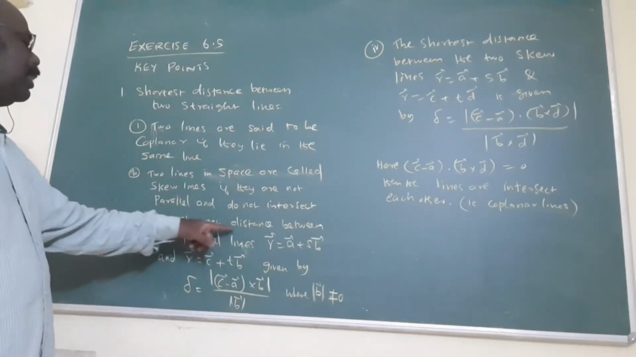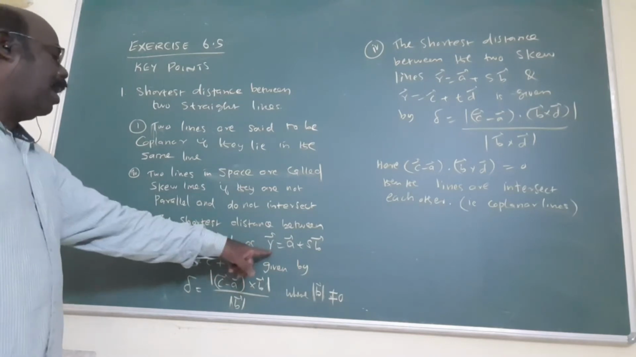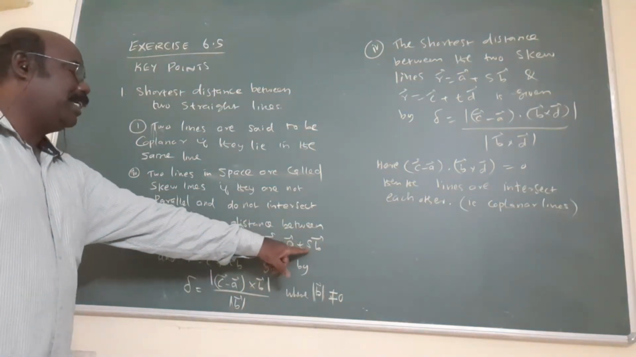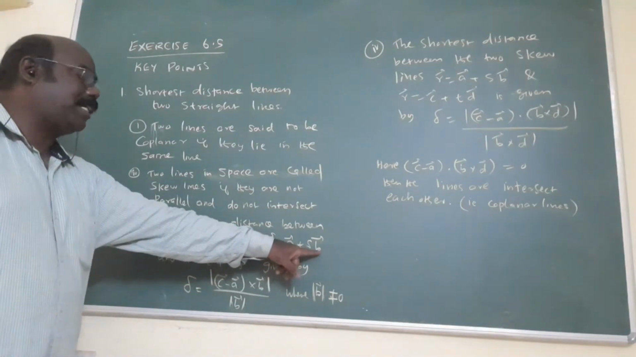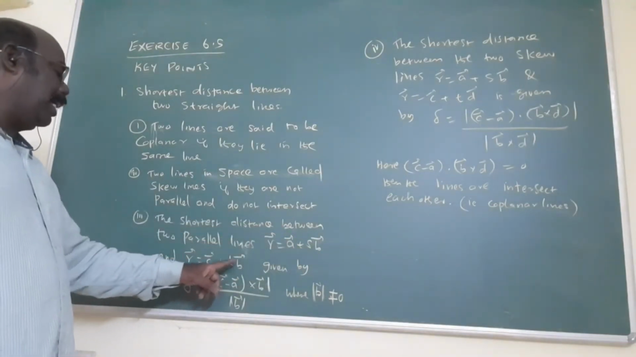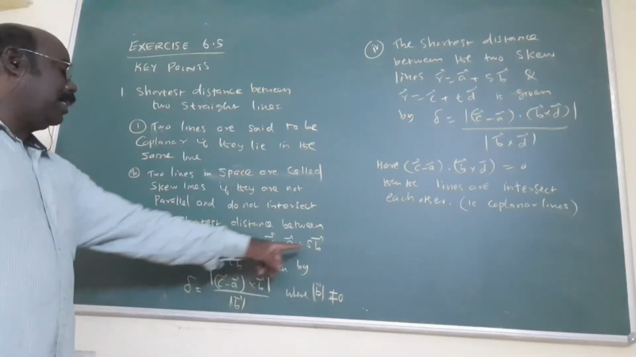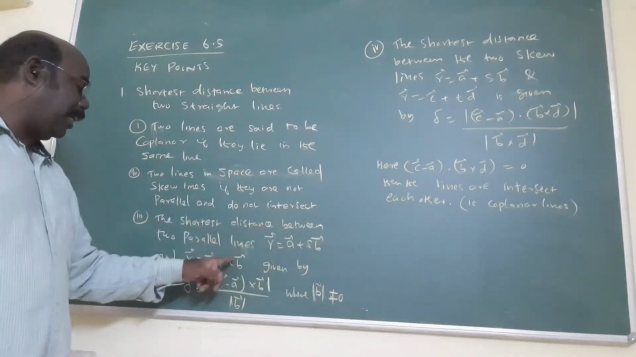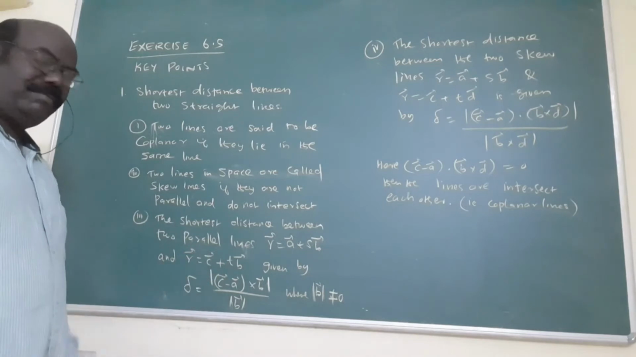The shortest distance between two parallel lines: r vector equals a vector plus s into b vector, after scalar. Similarly, r vector equals c vector plus t into b vector, after scalar. Here and here, the vectors are both the same. That's why the two lines are parallel.